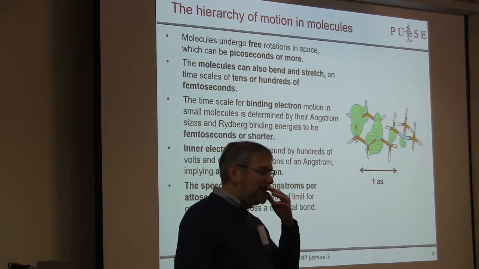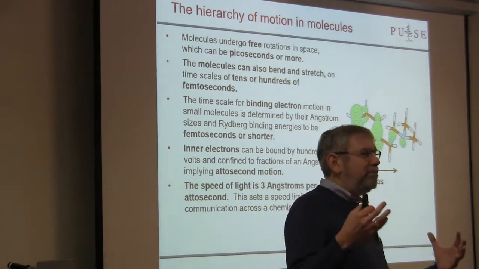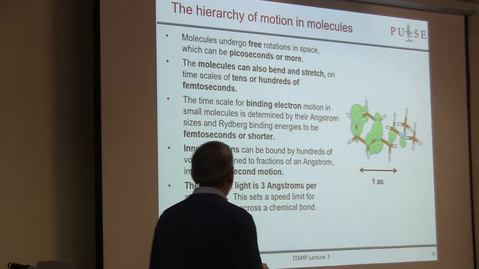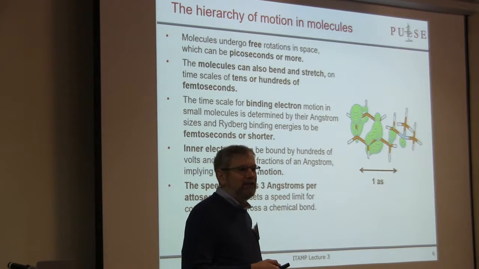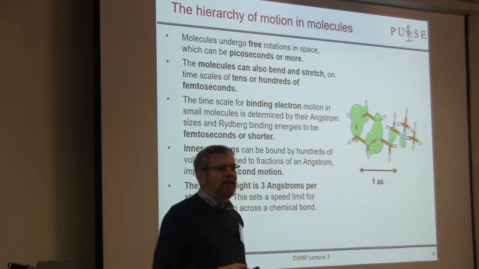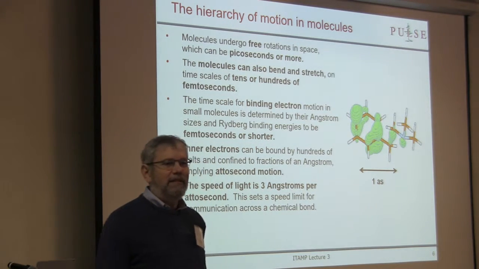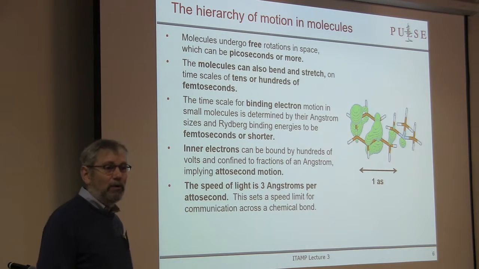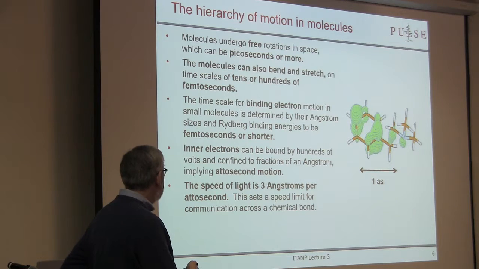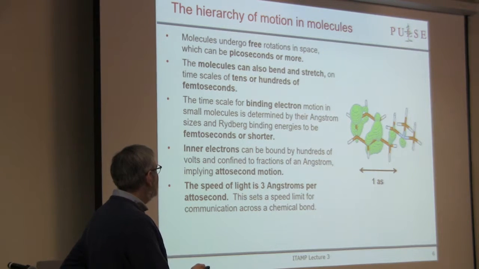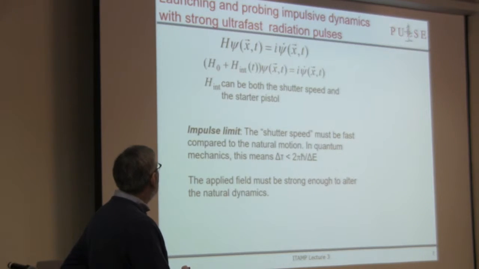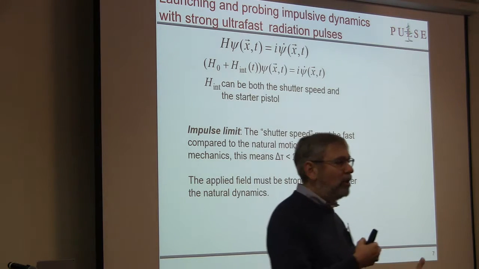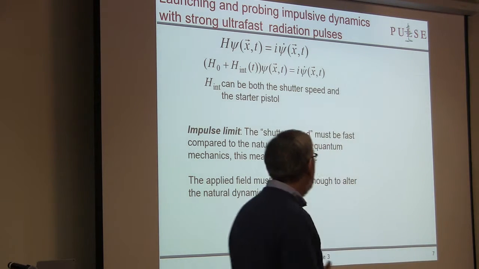And it's all, of course, subject to the ultimate barrier that we have to deal with in real world physics, which is that the speed of light is 3 angstroms per attosecond. So will we do zeptosecond atomic physics? I think no. We might do zeptosecond nuclear physics, because nuclei are small enough, but not atomic physics. This attosecond timescale is a playground we can play in for a long time. Okay, so we want to launch and probe this motion. Launch and probe, pump and probe, that's our method.